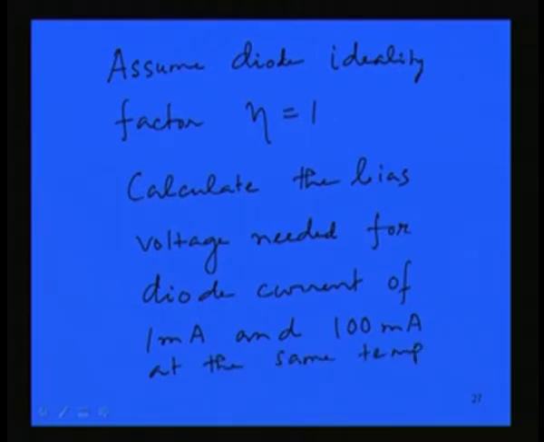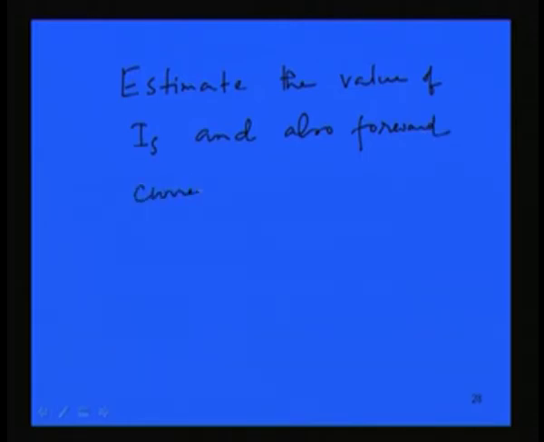So, this is the second part of the problem, and also you have to estimate the value of the reverse saturation current IS and also forward current at 0.25 volt at 30 degree centigrade above room temperature. So, now the temperature is increased. At the new temperature, you have to find out the value of the reverse saturation current as well as the forward current.